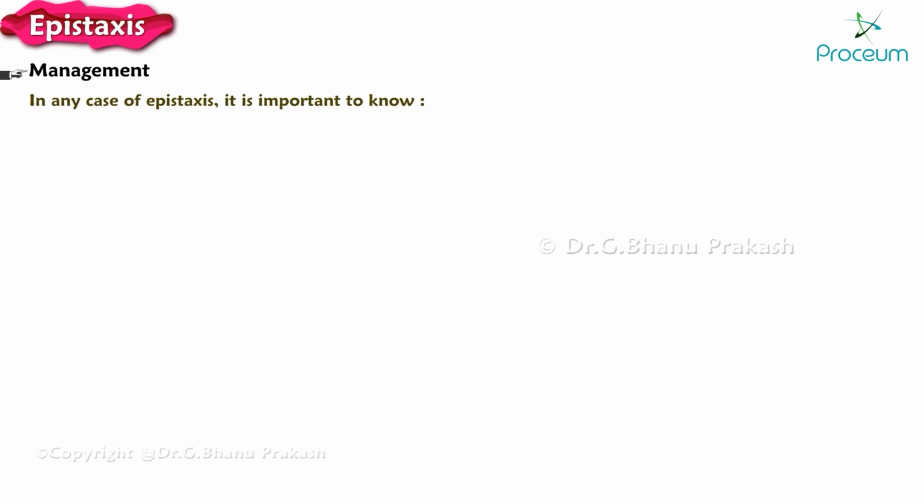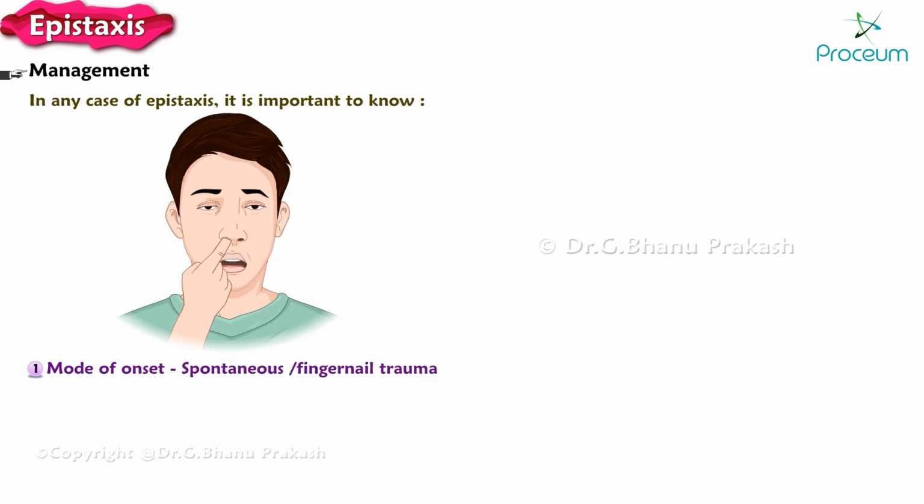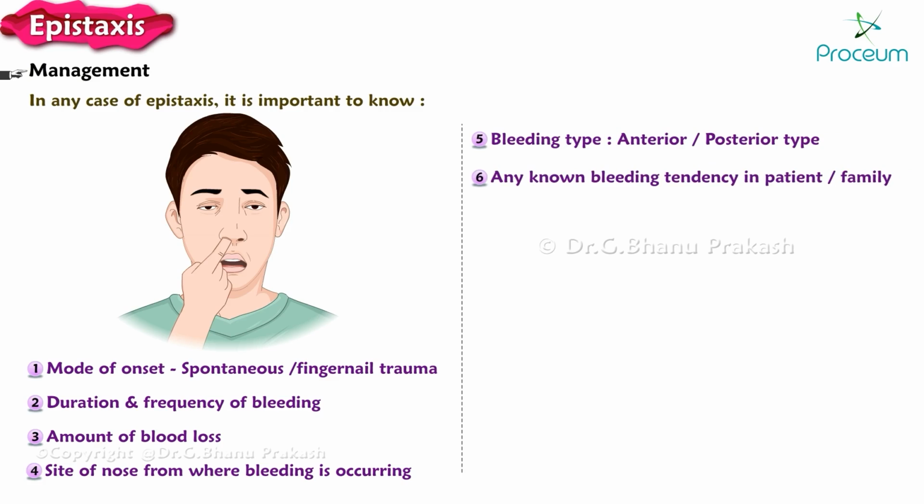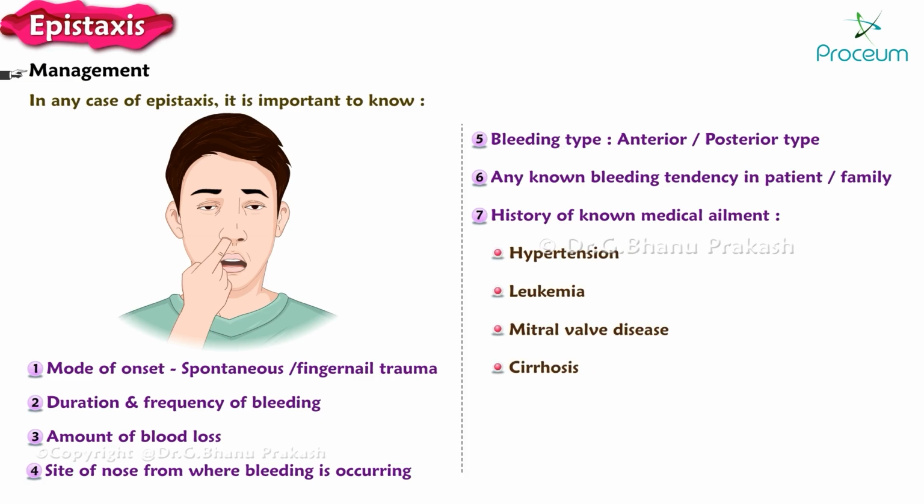In any case of epistaxis, it is important to know: 1. Mode of onset, spontaneous or fingernail trauma. 2. Duration and frequency of bleeding. 3. Amount of blood loss. 4. Side of the nose from where bleeding is occurring. 5. Whether bleeding is of anterior or posterior type. 6. Any known bleeding tendency in the patient or family. 7. History of known medical ailment, hypertension, leukemia, mitral valve disease, cirrhosis, and nephritis. 8. History of drug intake, analgesics, anticoagulants, etc.